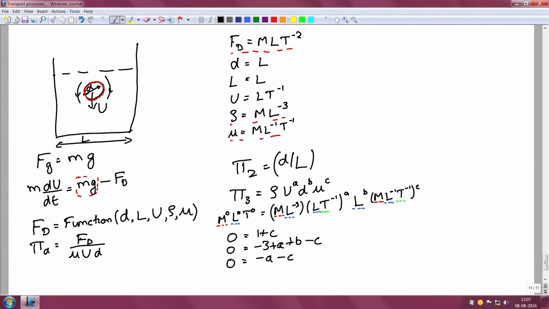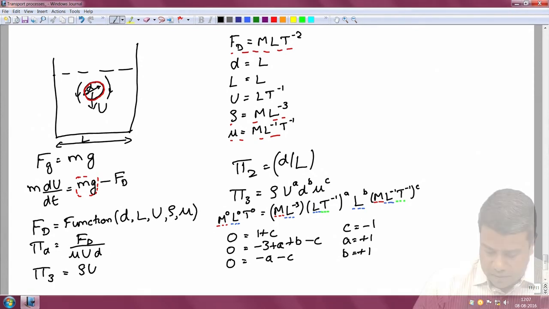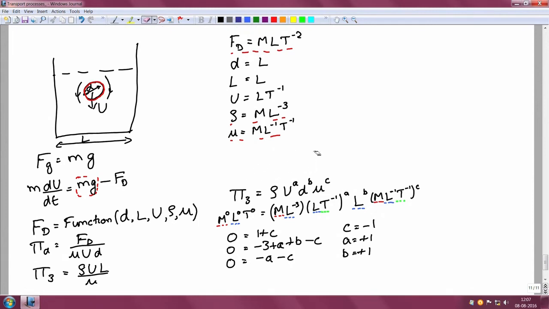These are also simple relations and they can be solved quite easily. You will find that C is equal to minus 1, A is equal to plus 1 and B equals plus 1. So, therefore, this dimensionless group, pi 3, is rho u d by mu. Many of you will recognize this as the Reynolds number. We will come back to the physical interpretation of this dimensionless group.